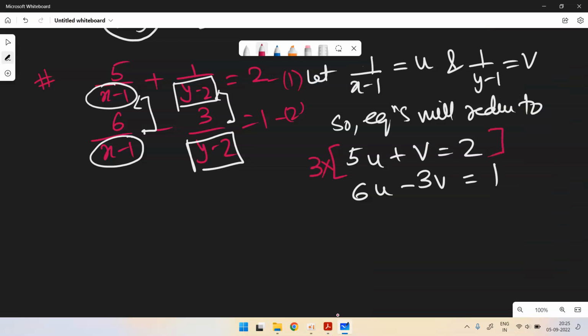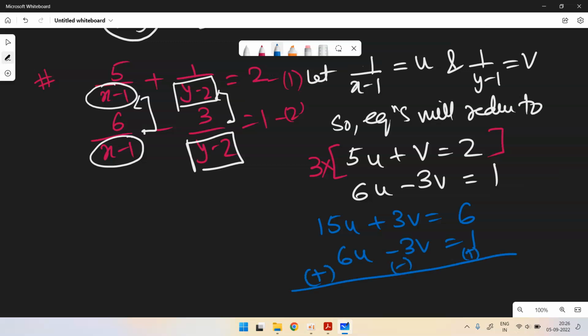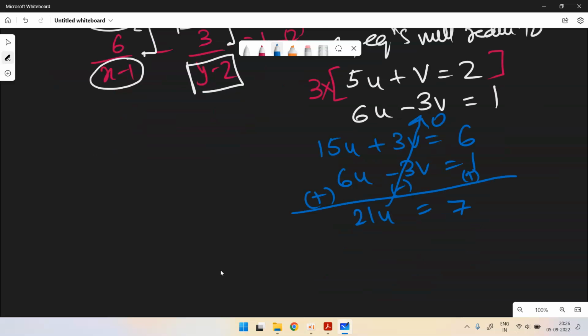If you do so, this will become 15u plus 3v equal to 6, and this is 6u minus 3v equal to 1. If you add these two, the v terms will become 0. 15 plus 6 is 21u equal to 7. So if you calculate the value of u, it is 7 by 21, which is nothing but 1 by 3. So the value of u is 1 by 3.